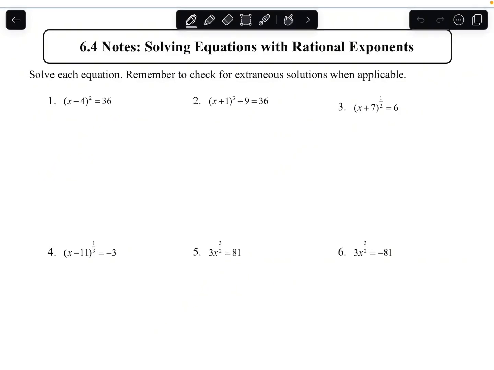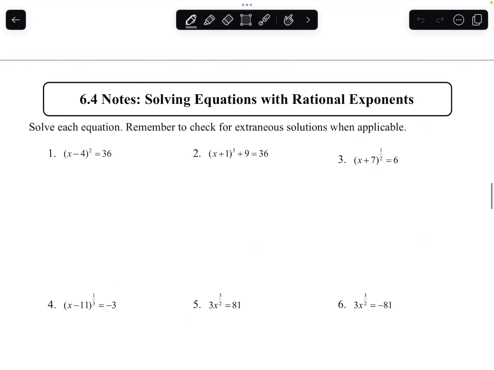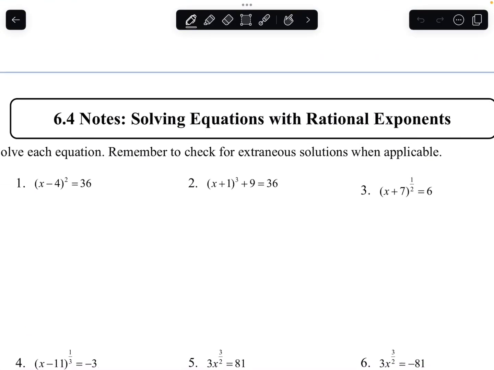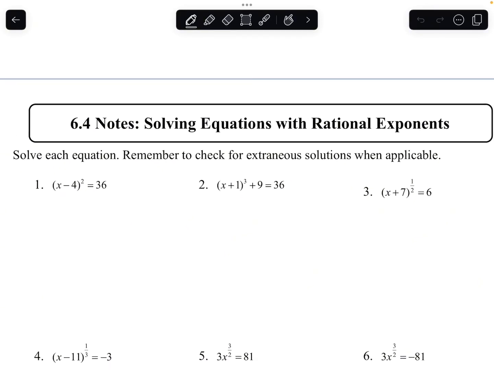All right, in this lesson, we're going to be solving equations with rational exponents. That means there is a fraction in the exponent. One thing to remember is that if you have something raised to the 1/2 power, that's the same as square root. And anything raised to the 1/3 power, that's the same as cube root.